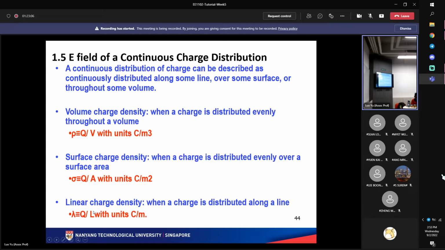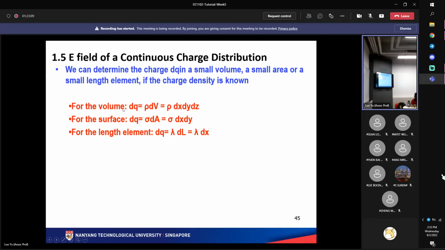So once you know the charge density, for volume charge, dq is just equal to rho times dx, dy, and dz. If it's surface charge, dq equals sigma, the surface charge density, times dx and dy. For line charge, you have dq equal to lambda times dx. Fortunately, up to now, for all the questions I know, the equation is normally along a line charge, so the charge is uniformly distributed across a line. Which means you only need to do the integration along one direction, dx.